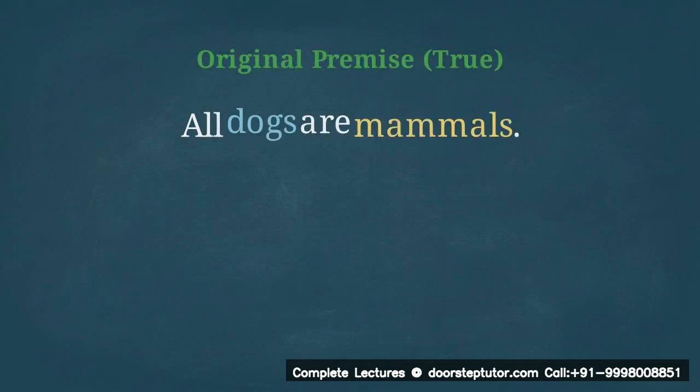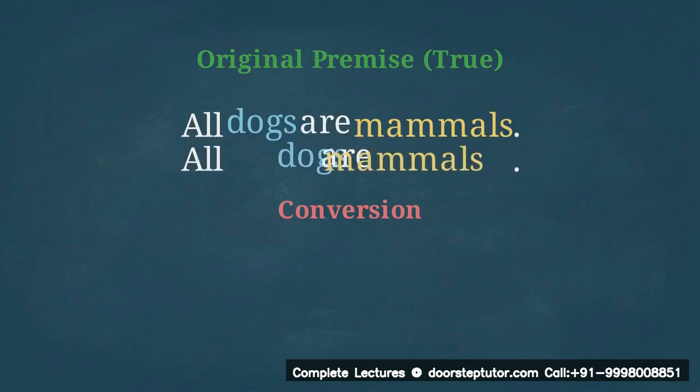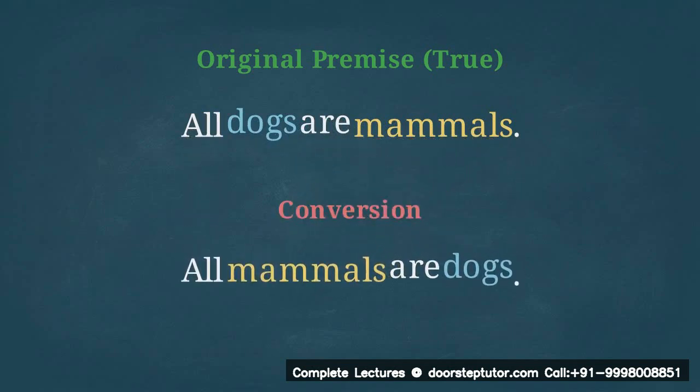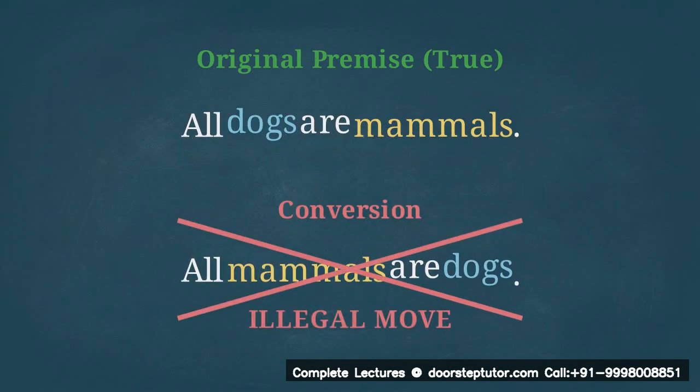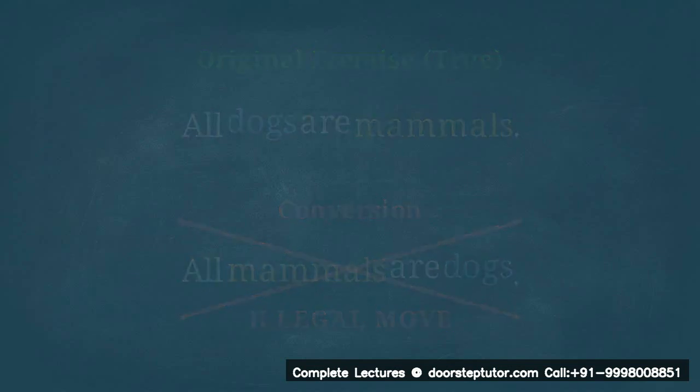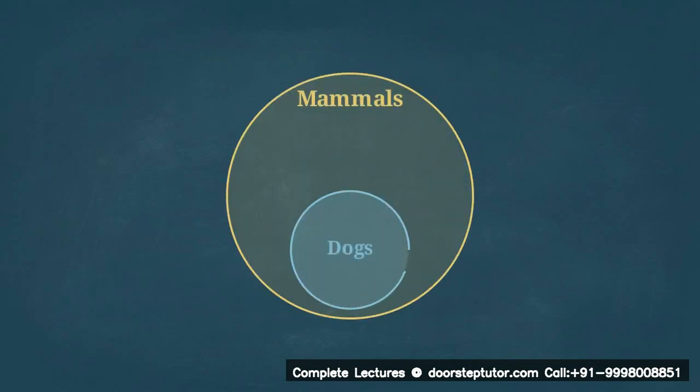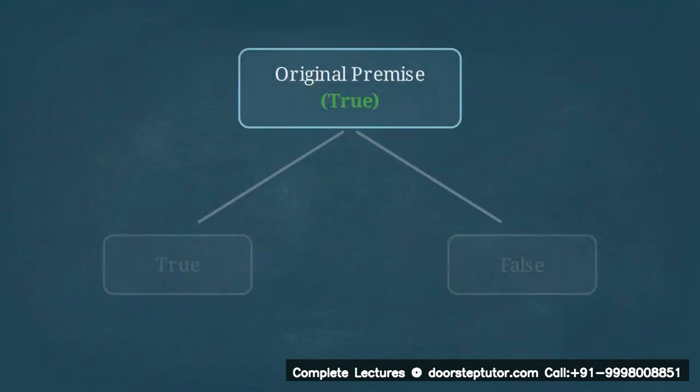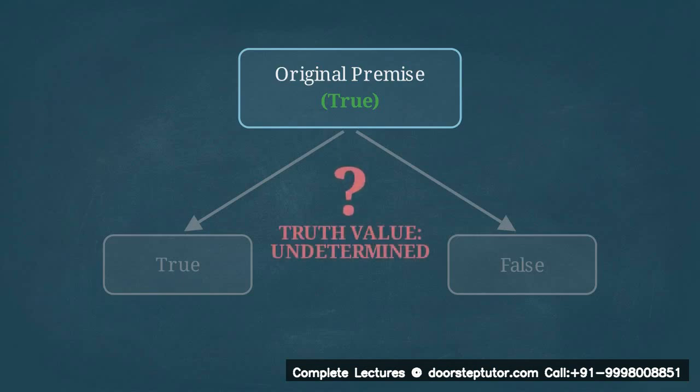We can see the importance of these rules by looking at what happens when we apply them incorrectly. If we try to use conversion on an A statement like all dogs are mammals, the result is all mammals are dogs. In reality, we know that while all dogs are mammals, not all mammals are dogs. Because the move was illegal, the truth of the original statement was not carried over to the second. This is why the result is called undetermined.